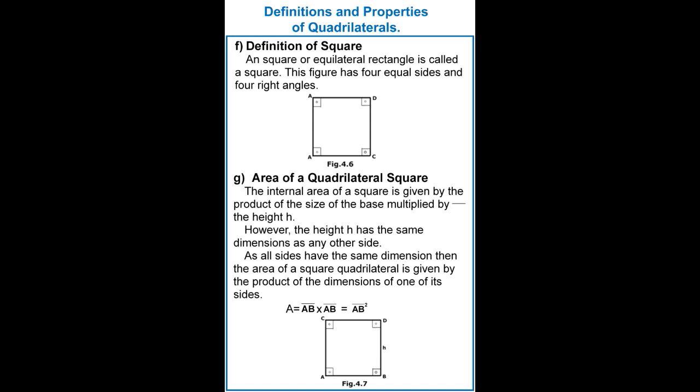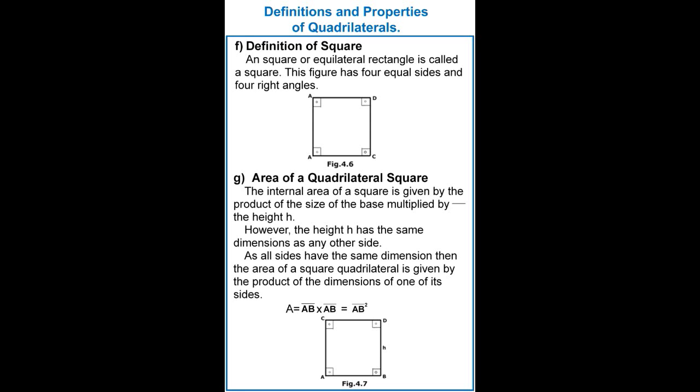This slide shows the definition of a square quadrilateral. Figure 4.6 shows a square quadrilateral or equilateral quadrilateral. The square quadrilateral has the dimensions of the 4 sides equal, and the values of the 4 interior angles also equal. In the second half of this slide, the calculation of the interior area of a square quadrilateral is presented.